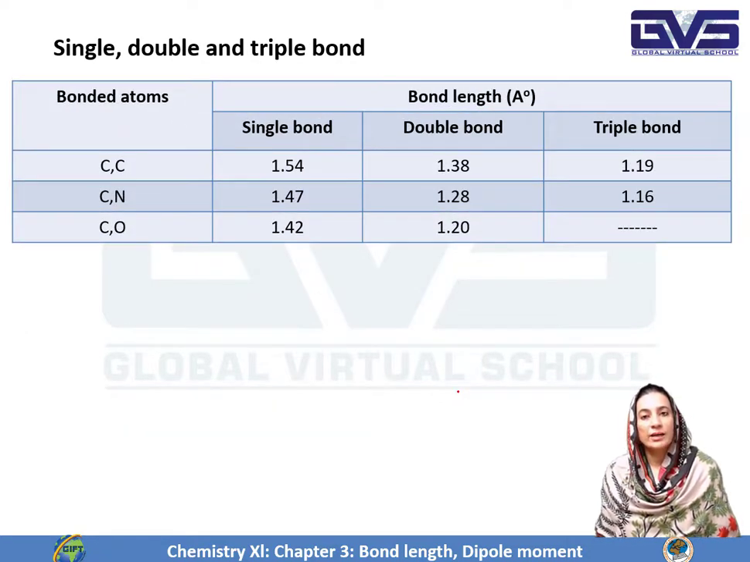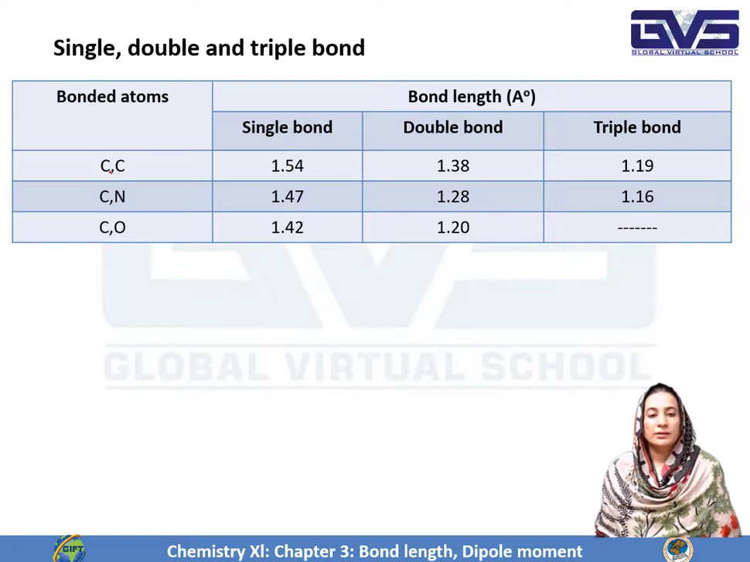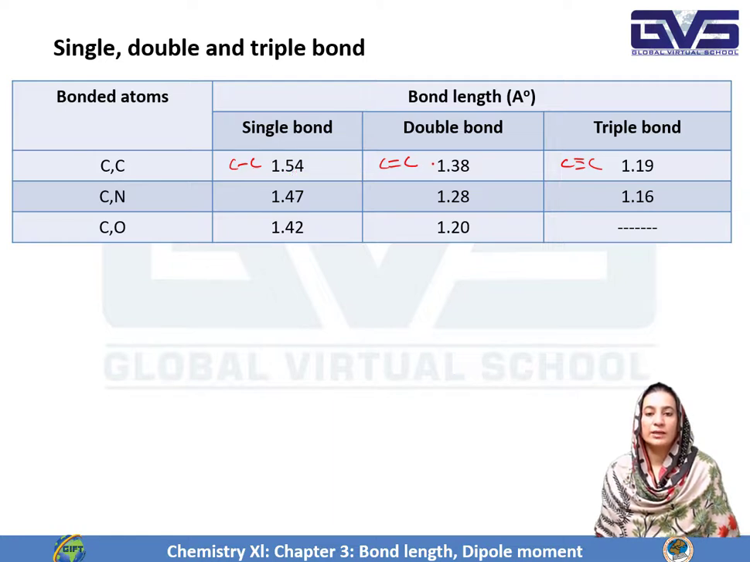So what about single, double and triple bonds? This is a carbon-carbon single bond, this a carbon-carbon double bond, and this a carbon-carbon triple bond. You can observe clearly that the single bond has the greatest bond length, the double bond is shorter than the single bond, and the triple bond is even shorter than the double and single bond. This happens because of the presence of pi electrons in the double bond and more pi electrons in the triple bond, so there is more force of attraction and the bond length reduces, and the bond energy increases.